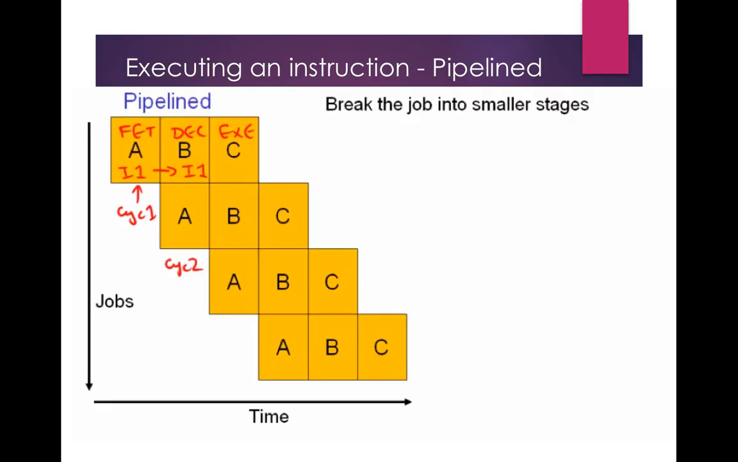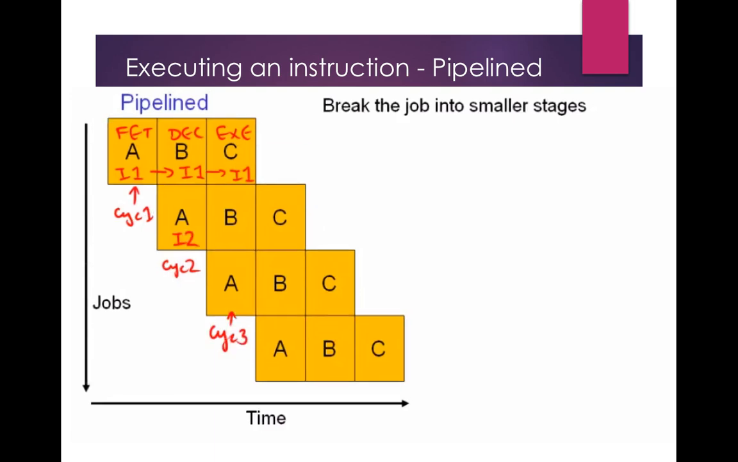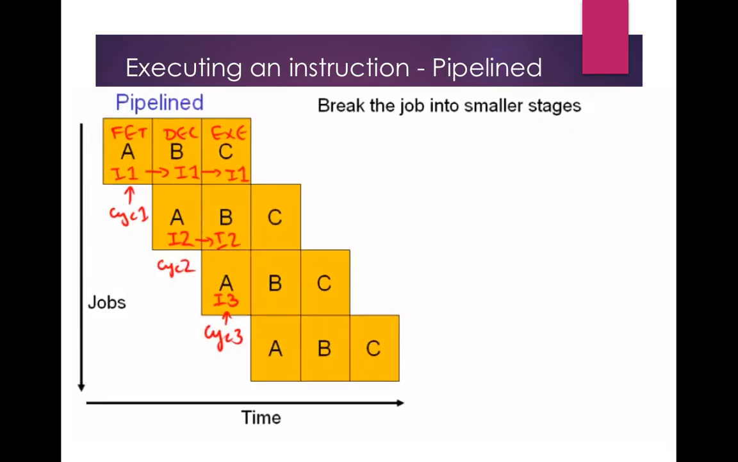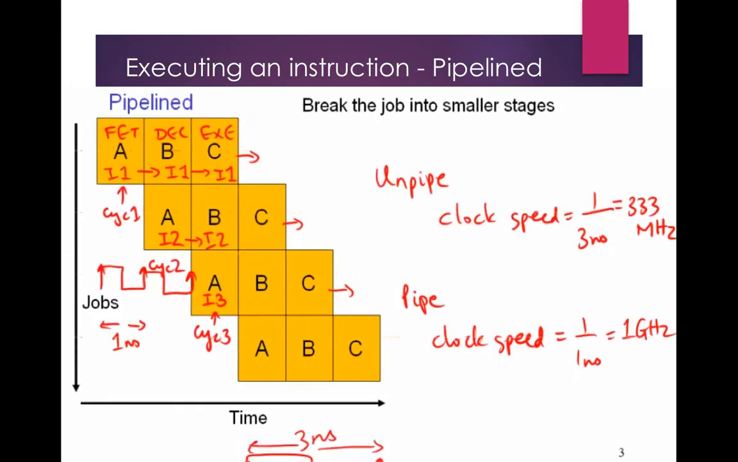Once a stage is free, we allot another instruction to follow the process. At clock cycle 3 we may see three instructions in parallel. That is, the first instruction is executing, the second instruction is decoding, and the third instruction is being fetched. So this is how we reduce the number of clock cycles and improve performance in the pipeline.